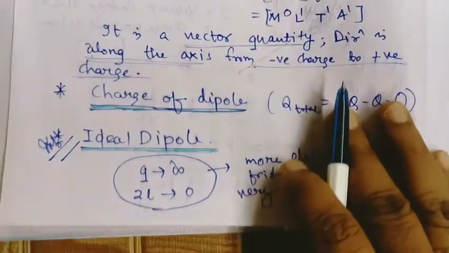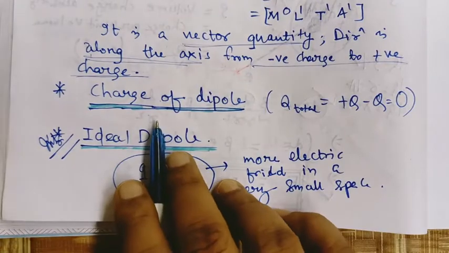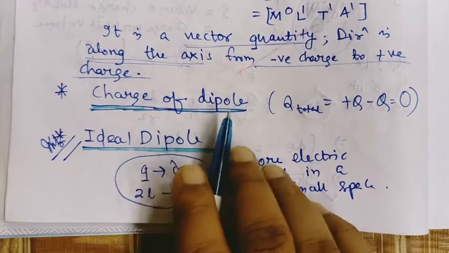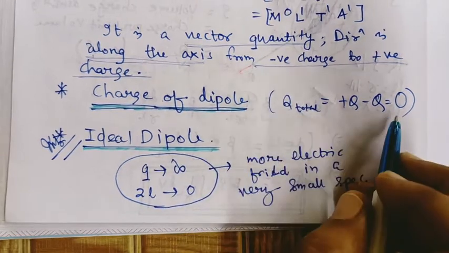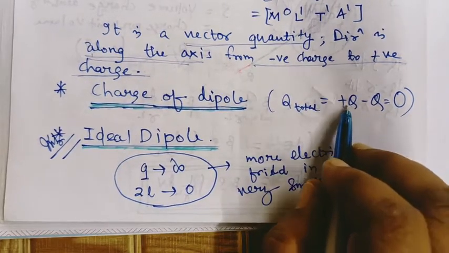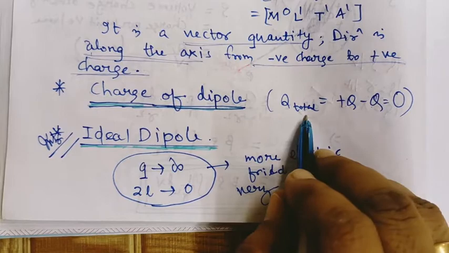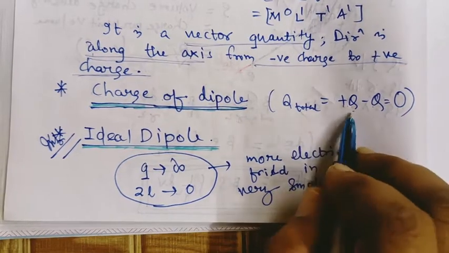Clear? Now, another question attached to your dipole may come: what is the charge of the dipole? You always say the charge of the dipole is 0, because there are two charges, plus q and minus q, so the total charge of the dipole is always 0.